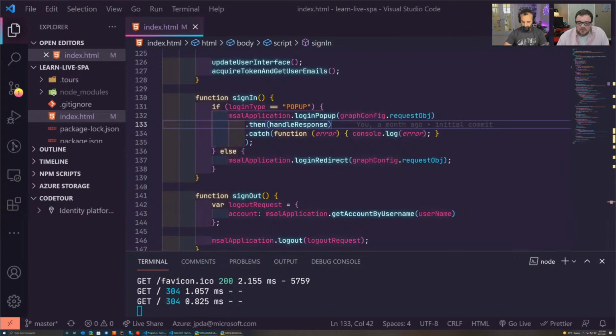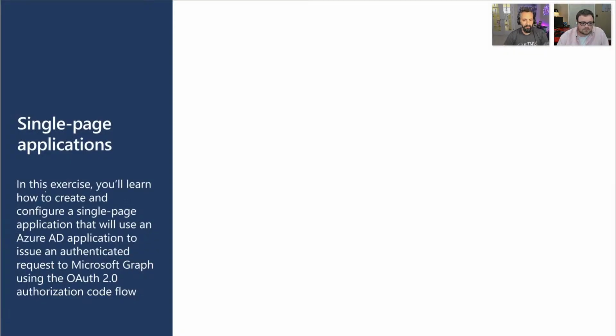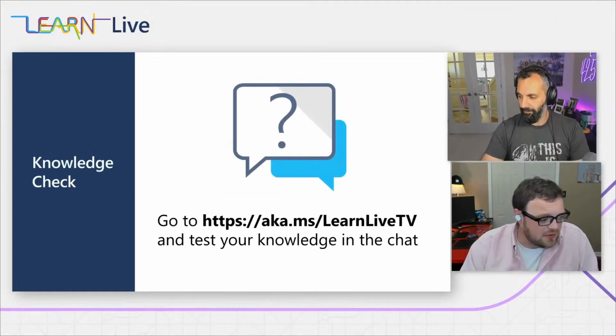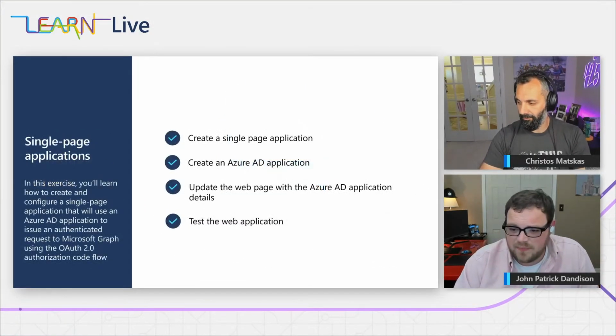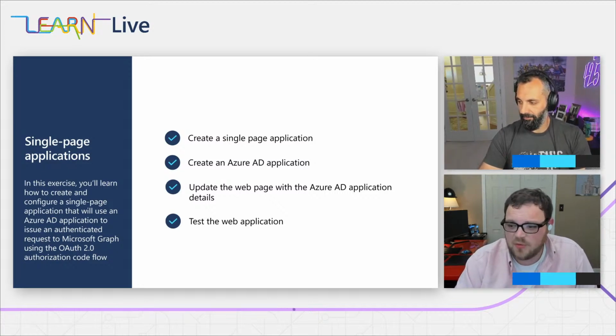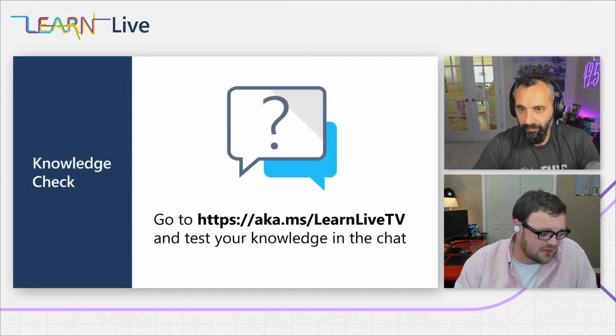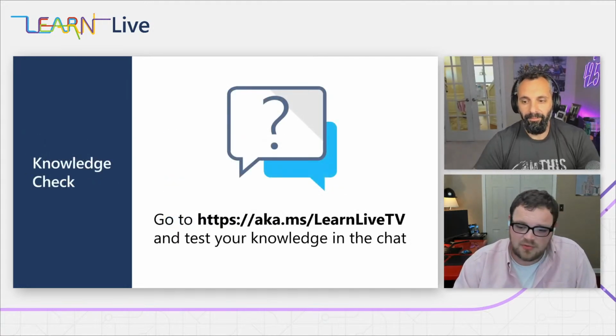So let's get back over to the deck. What did we learn with this demo? We had our single page app. We created our registration, and then we updated our web page with those three bits of data, and away we went. We were ready to go. We updated our settings in there, and then we went and tested the app. So now we're at our first knowledge check.